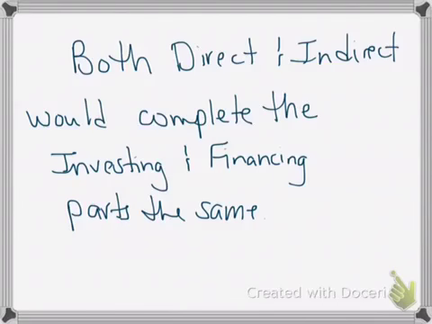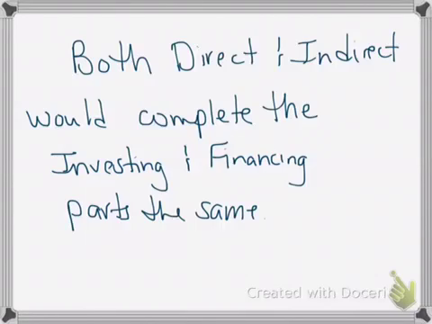You would either do the direct method or the indirect method first. Then after you finish that operating section, you would then do the investing and financing. Now, investing and financing are going to be the same no matter whether you use the direct method or the indirect method for the operating section. So the investing and financing sections should look the same under whichever method you decide to use for the operating section. And so that's just a little bit of an overview.